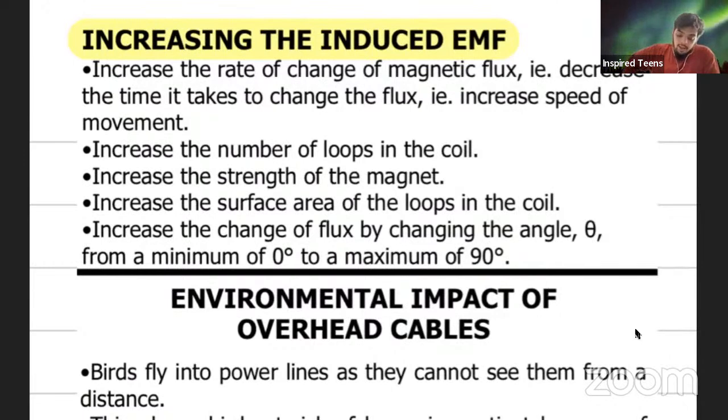Number two is to increase the number of loops in the coil. If you have more and more loops, you're going to get more EMF. Number three is to increase the strength of the magnet. That also makes sense, and we'll go through each of these in the formula. So a stronger magnet with stronger magnetic field lines. Number four is to increase the surface area of the loop, make it a bigger loop. And it says increase the rate of flux by changing the angle from minimum to maximum.